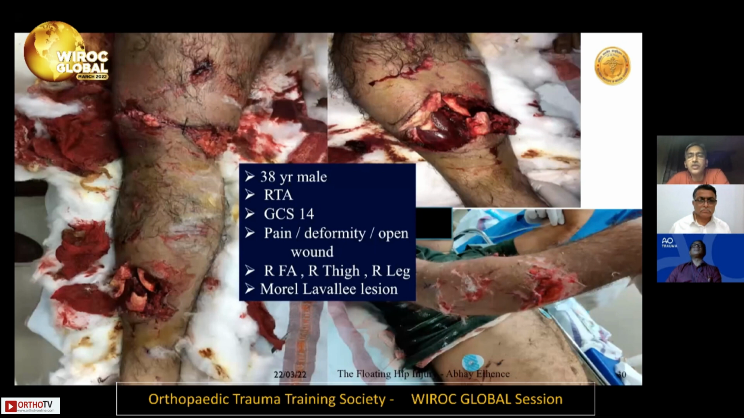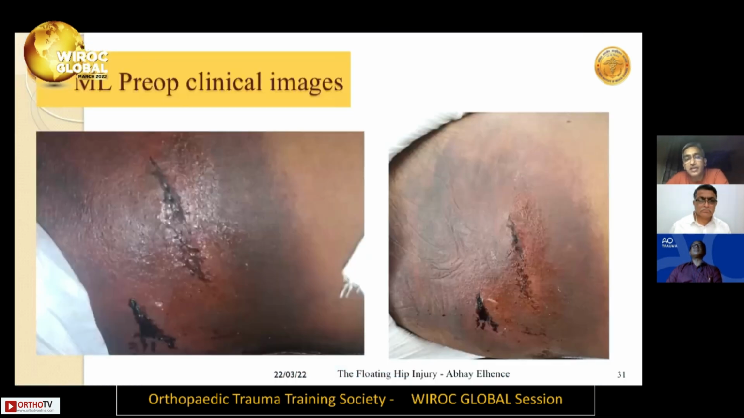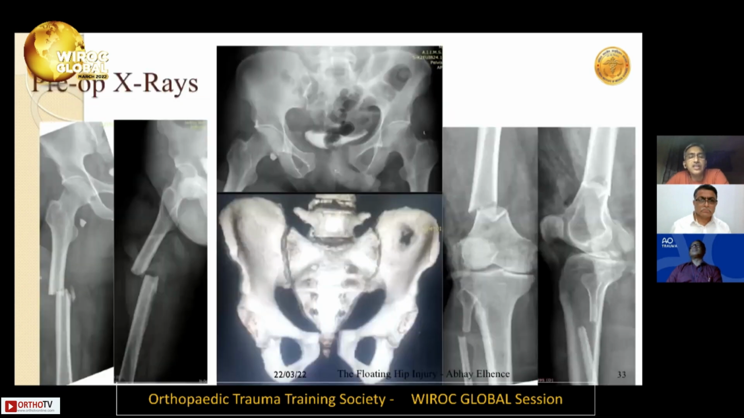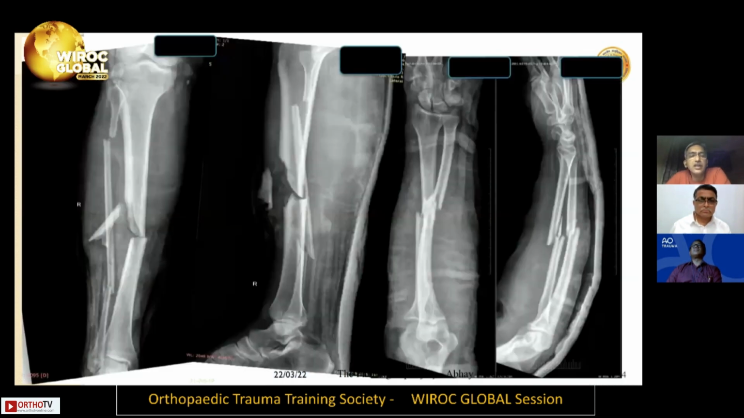Another example now, a floating hip along with a floating knee. So that's a 38-year-old male, road traffic accident, neurologically intact, pain and deformity with open wounds in the right forearm, right thigh, and right leg, and he had a Morel-Lavallée lesion. And these were his injuries. So he had an open segmental shaft femur with APC3 injury on the pelvis with open fracture shaft of the tibia. So that's the floating knee, and an open fracture both bones of the forearm.